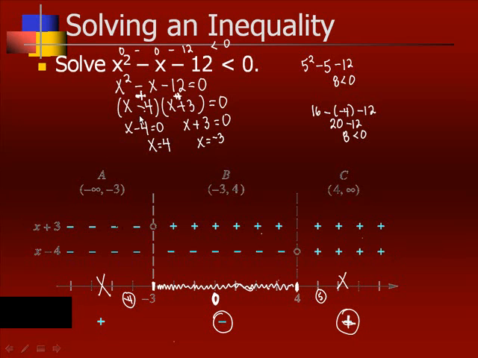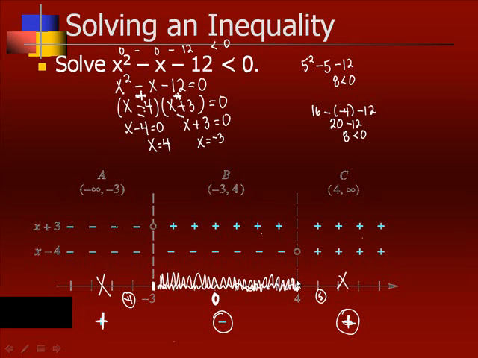Or if we pick something back here, if we pick a negative 4, negative 4 minus 4 would be a negative. A negative 4 plus 3 would be a negative. So a negative times a negative is a positive. Now look, we're wanting for this thing to be less than 0, which means we're wanting negative intervals, which were only in between these two places.